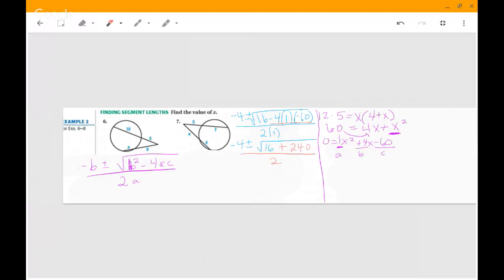All right, we still have some things under the radical you can combine, so do that before you use that -4 in the front. -4 plus and minus. This is 256. Yes. Alrighty. Over 2. Do you know the square root of 256 without your calculator?